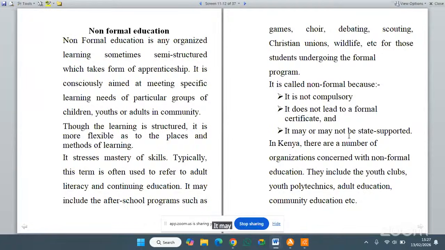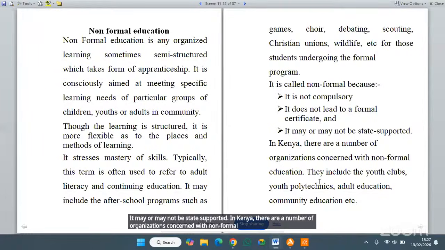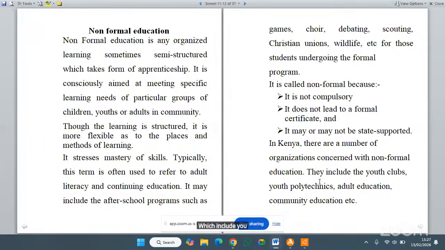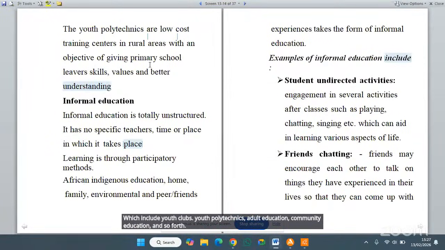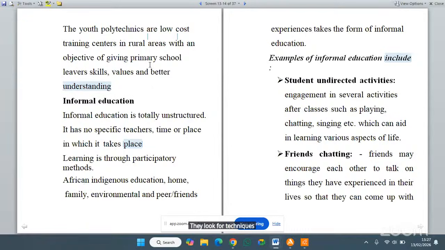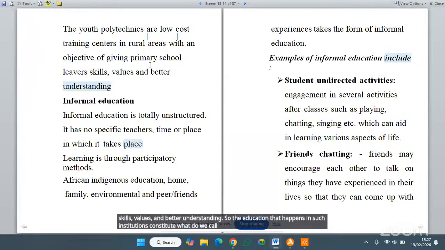It may or may not be state supported. In Kenya, there are a number of organizations concerned with non-formal education, which include youth clubs, youth polytechnics, adult education, community education, and so forth. The youth polytechnics are low-cost training centers found in rural areas to give primary school leavers skills, values, and better understanding. So the education that happens in such institutions constitutes what we call non-formal education.